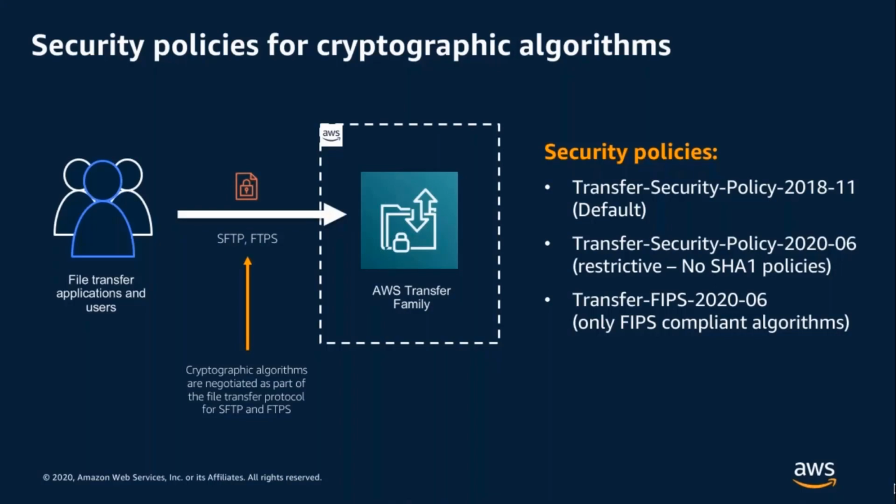The security policies that we support are the default one that we support today. In addition, you can select to not use any SHA-1 algorithms when negotiating that connection. So now when your clients negotiate, we only select algorithms that are not SHA-1 to establish that connection. The third type of policies are FIPS-only algorithms. So you have the option to only negotiate algorithms that have been noted as FIPS compliant.